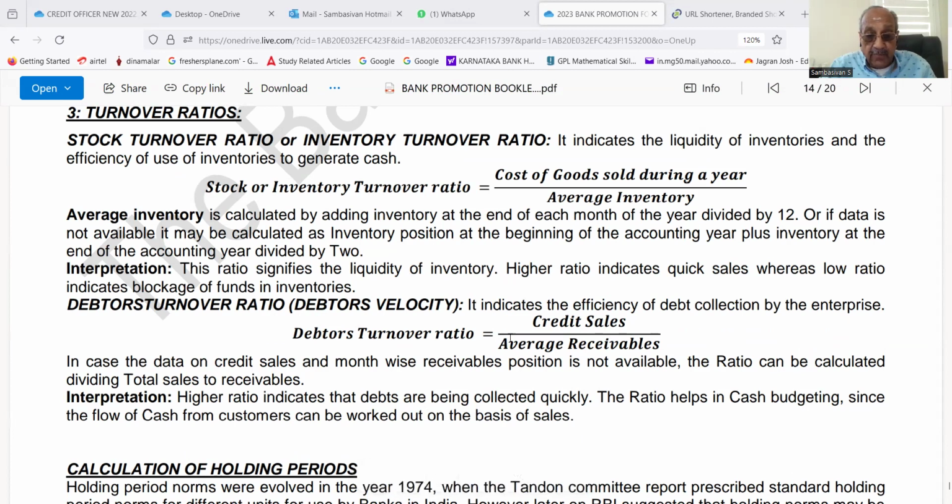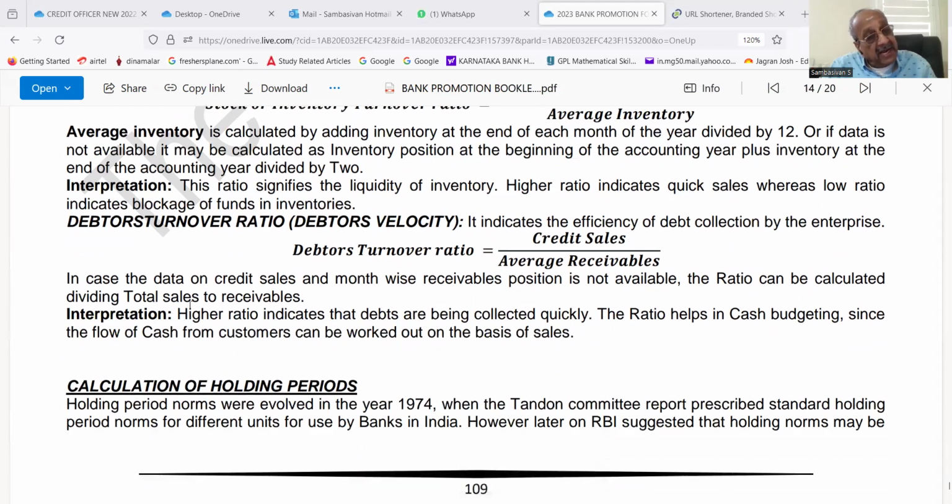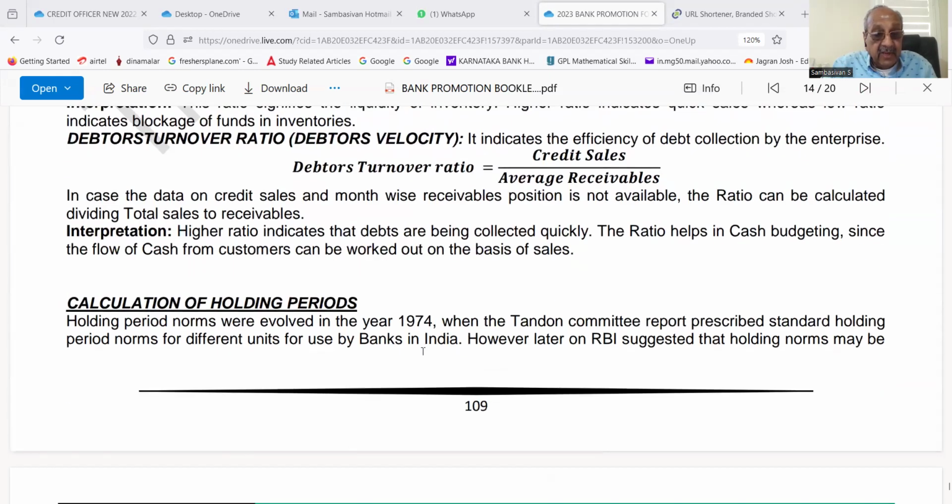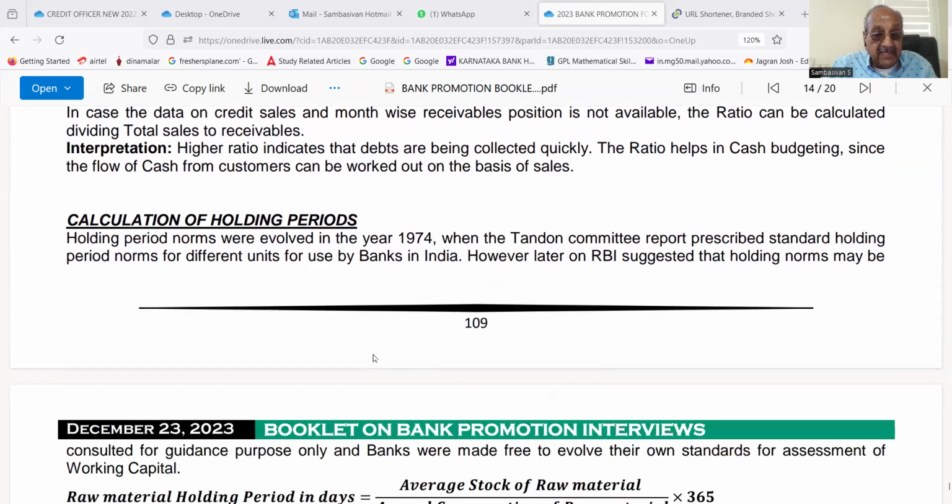Debtors turnover ratio is credit sales divided by average receivables. In case the data on credit sales and month-wise receivables position is not available, the ratio can be calculated by dividing total sales by receivables. Interpretation: a higher ratio indicates that debts are being collected quickly. The ratio helps in cash budgeting since the flow of cash from customers can be worked out on the basis of sales.